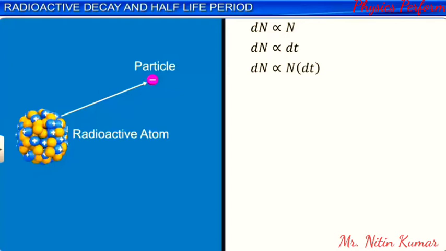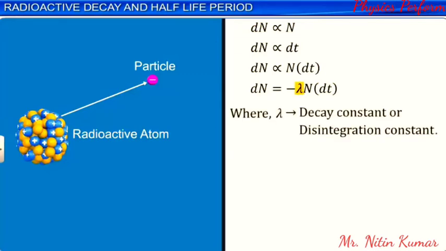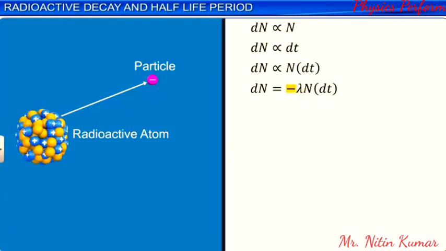Or, we can say dn will be equal to minus lambda n dt. Here, lambda is a constant of proportionality and is called the decay constant or disintegration constant. Negative sign shows decay of nuclei. This implies that dn by dt is equal to minus lambda n. Let this be equation 1. This can also be written as dn by n is equal to minus lambda dt. Let this be equation 2.